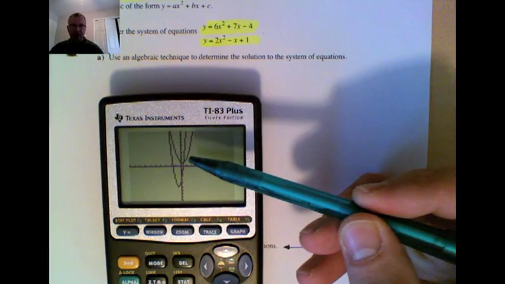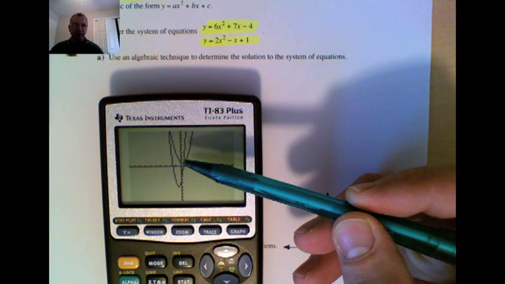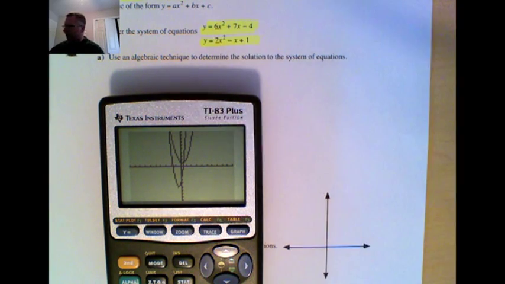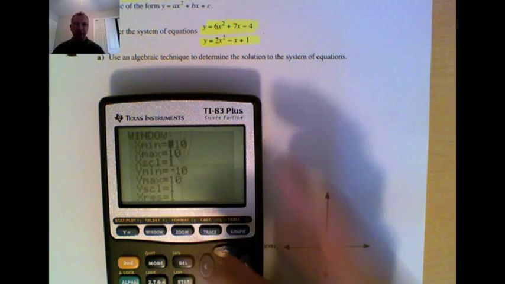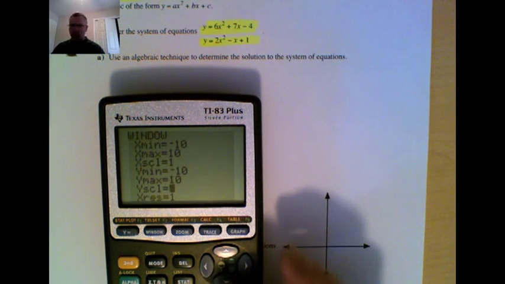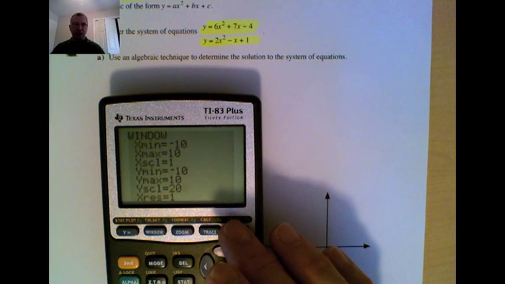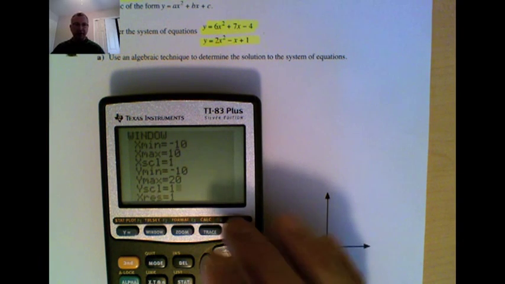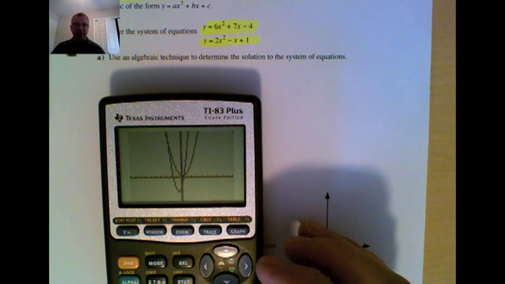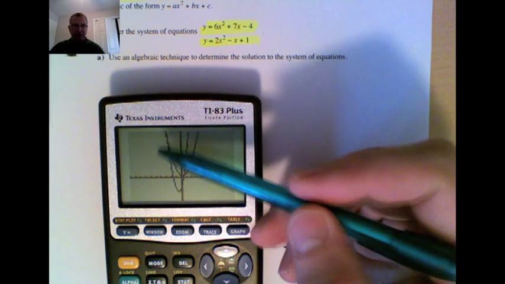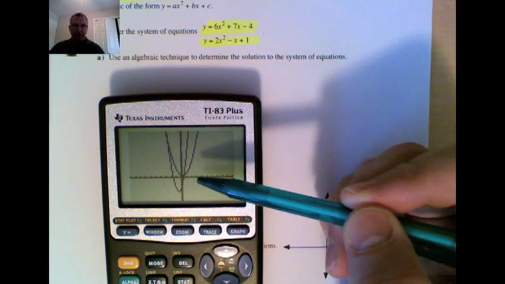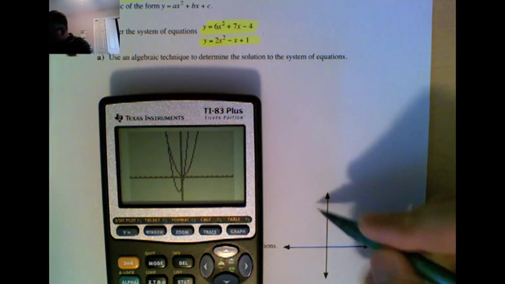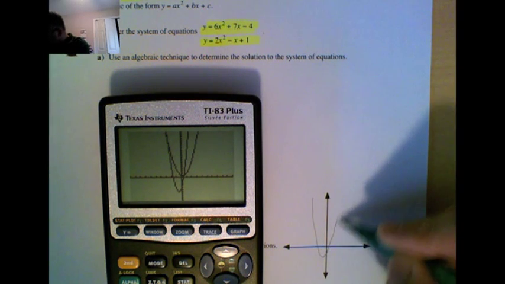Now we can clearly see that there's a point of intersection right about here. But this second point of intersection seems to be off the screen. So I'm going to go into Window and change my Y max. I'm going to double it, changing the Y max to 20. And we're going to graph that. And now let's see if we do indeed see a point of intersection up here and a point of intersection down here.